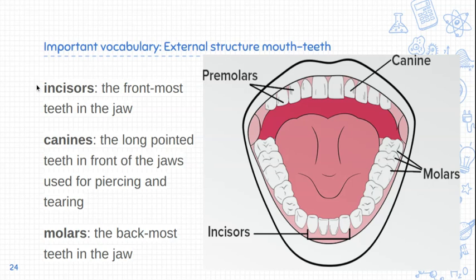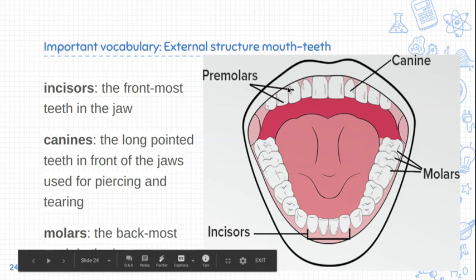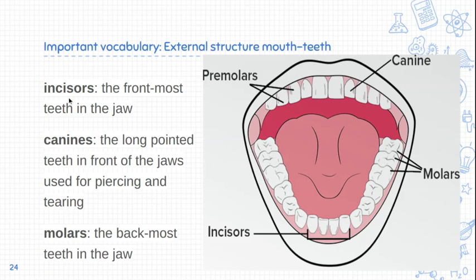What are the different types of teeth, you might be asking? So this is a mouth, right? All of us have one. And on the outside of it, we have our teeth. The first part of our teeth is called the incisors. Think about it like scissors with incisors. The frontmost teeth in the jaw.